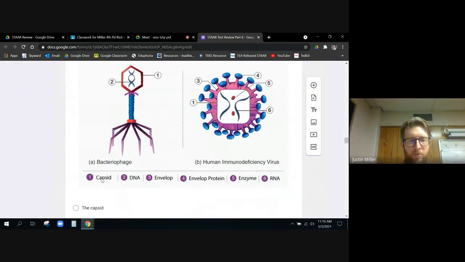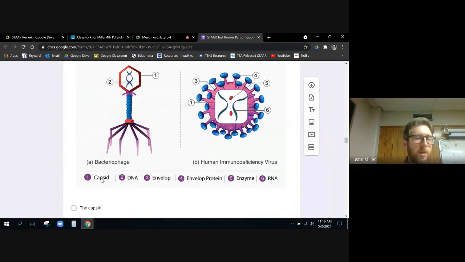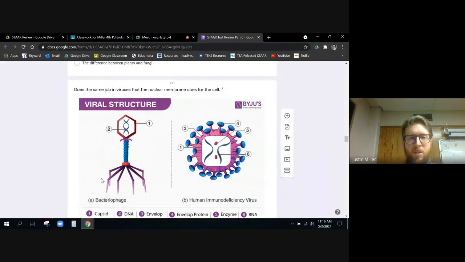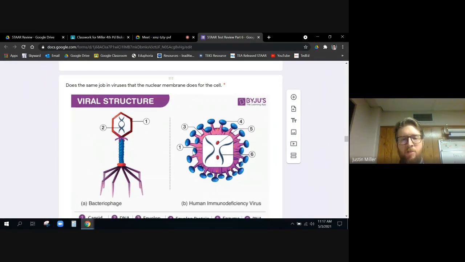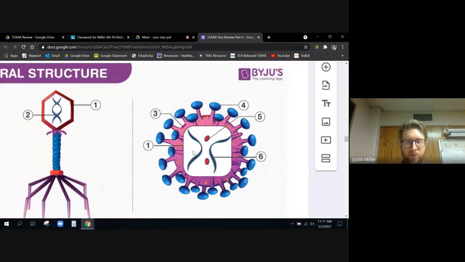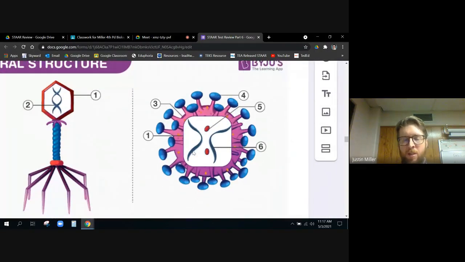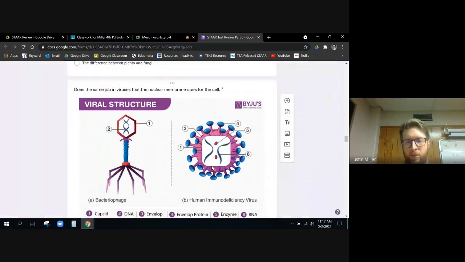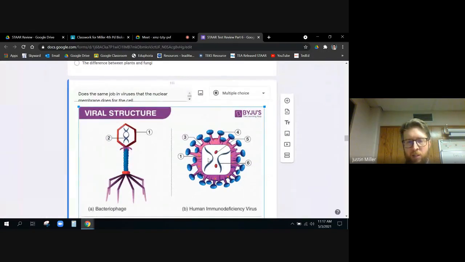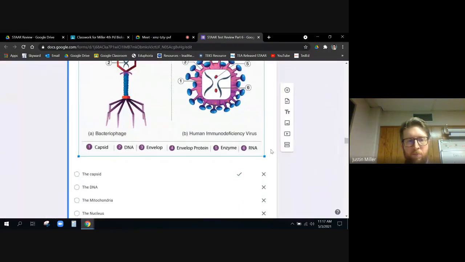Correct, the capsid. Good. So the capsid, which is the thing that surrounds the DNA in viruses, does the same job as the membrane of the nucleus in cells, which wraps around and protects the DNA. And this is just another example. It's a different virus, but it's the same thing. It's got the capsid surrounding the DNA inside. Actually, that's RNA, not DNA, but still.